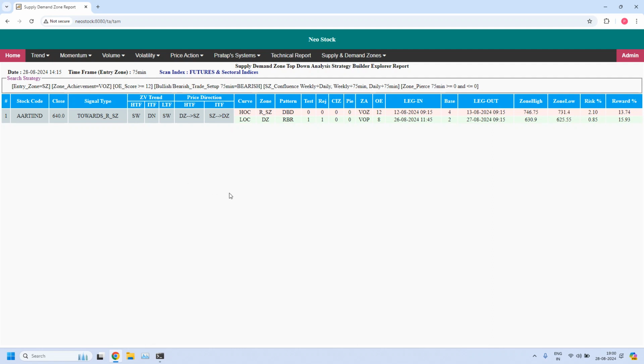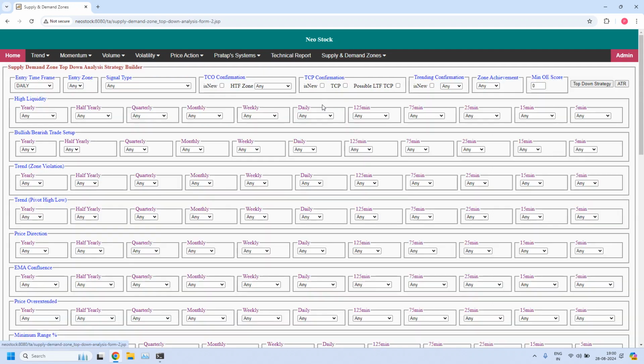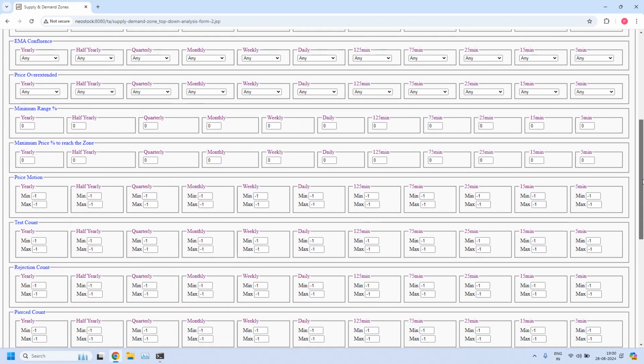Okay, now with this we have completed a weekly income trade, bearish trade setup. Next, daily income trade, bullish trade setup. Entry time frame is 15 minutes. Entry zone is a demand zone. In bullish or bearish trade setup at 15 minutes time frame, I am selecting bullish. 15 minutes demand zone should not be pierced.